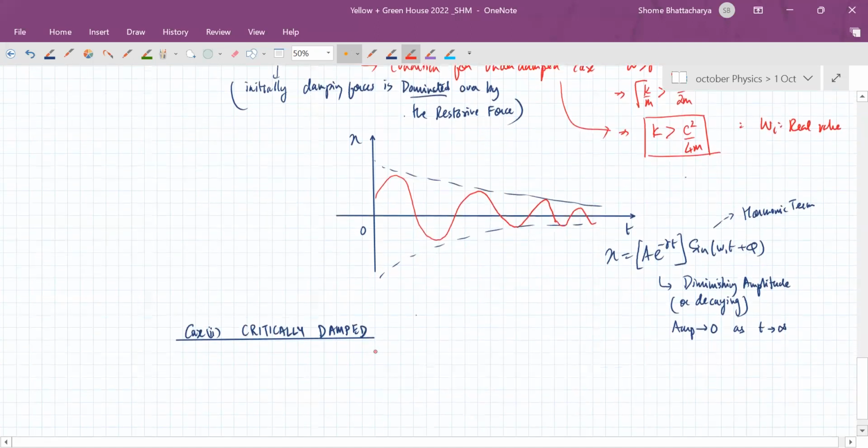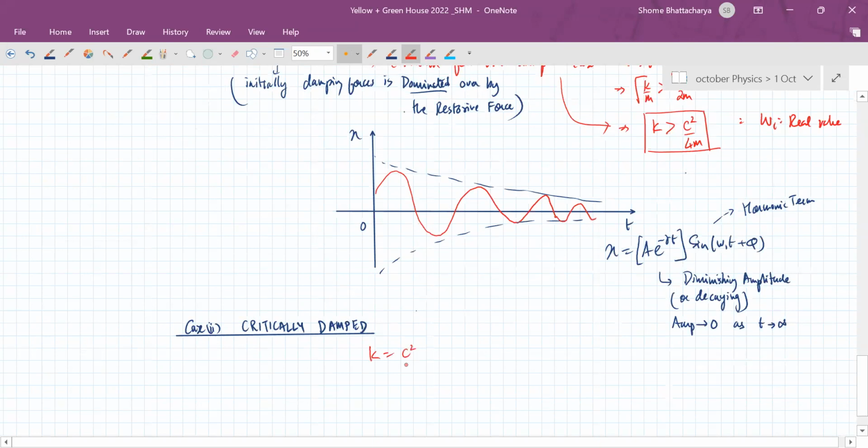Now, K is equal to c square by 4m, or omega is equal to gamma. This is the condition for the critically damped case. And in the critically damped case, what happens is that the x versus time graph doesn't look like an oscillation anymore. It looks like an all-out decay, a straight decay kind of situation.